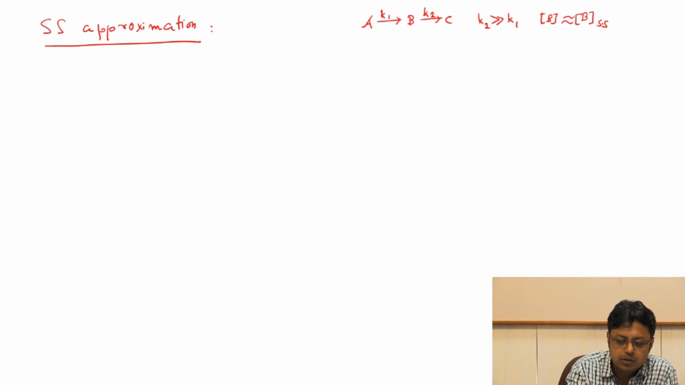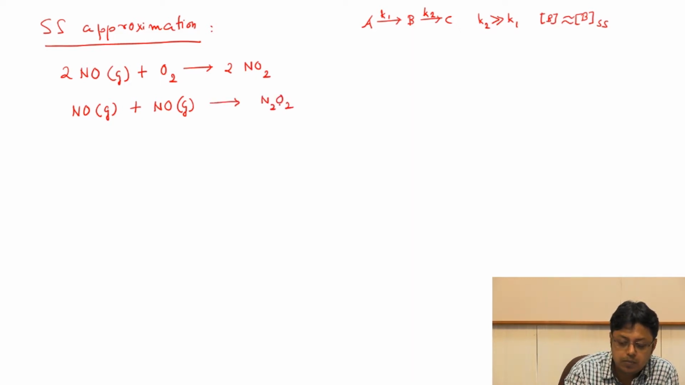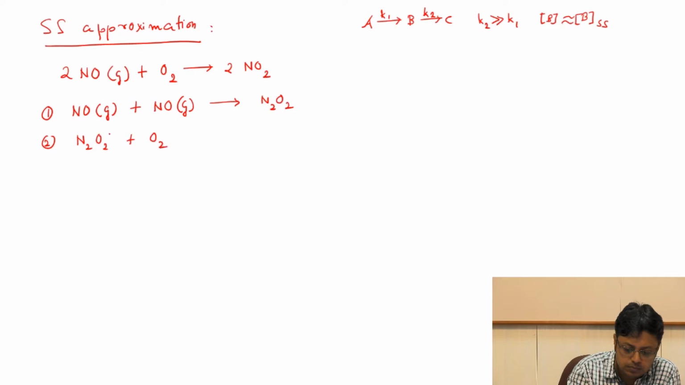Now we'll consider a slightly different version of this, in the sense that we're explaining the same reaction, 2NO gas plus oxygen giving rise to 2NO2, and we'll consider the steps in a slightly different manner. We'll say that first the two nitric oxide molecules react together to form N2O2. You see that there is a different species here, so that is step 1. Then this N2O2 reacts with oxygen to form two molecules of nitrogen dioxide. Stoichiometrically this is fine. If I just add 1 and 2, that also gives rise to the same overall reaction.